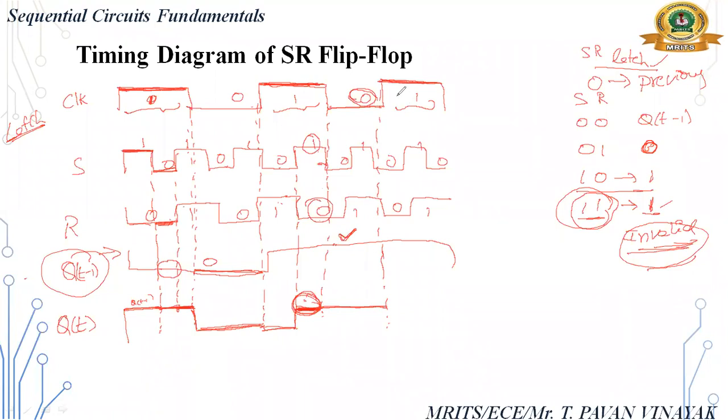Okay. Next again 1. So 0 0 means previous state, so 1. Next 1 1 means invalid state. Invalid state output is 1. So I am drawing 1 here. Next 0 1 means reset, so it is 0. This is the Q of T for latch. Okay. This is the timing diagram of Q of T for latch.